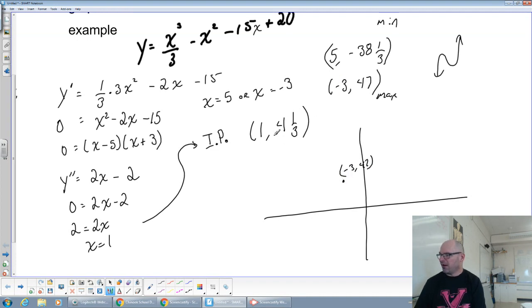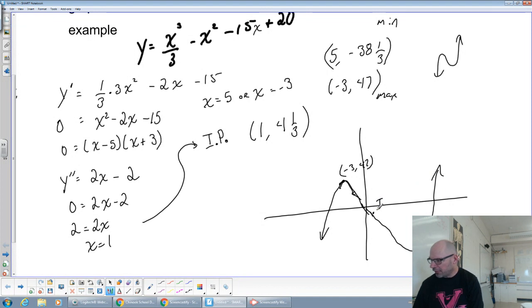And in between there, at 1, we have an inflection point. So 1 and 4 1/3, it'd be about here somewhere, and that's where the concavity is going to change. We're not sure where it crosses the x-axis there, but it does. We don't know if it crosses above or below there, but it comes down like this, and then at this inflection point, it changes to curving upwards and goes like this. So, something like that.